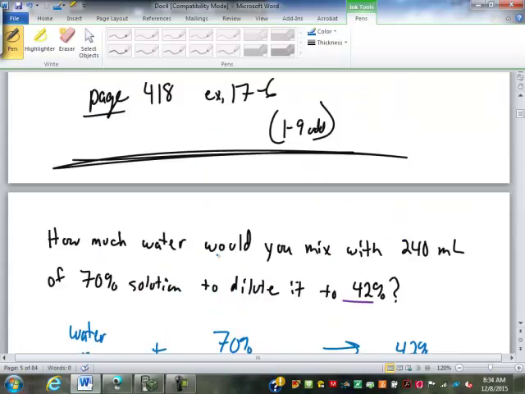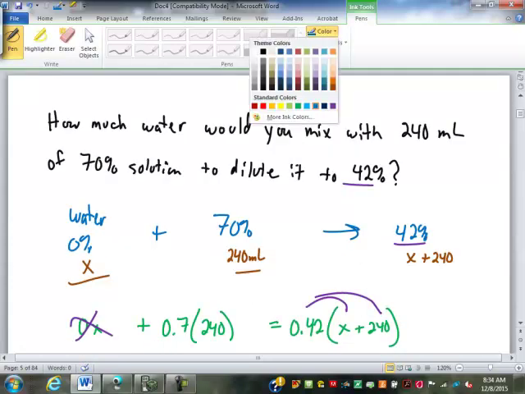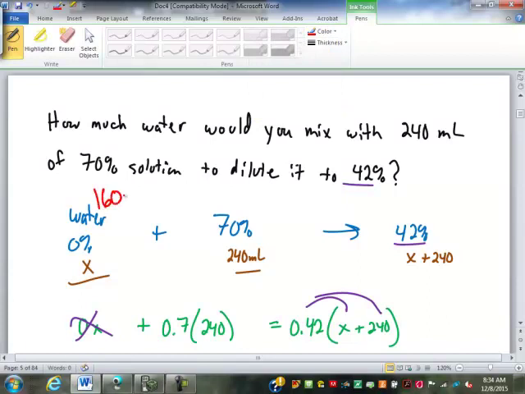So take 160 milliliters of water to dilute 240 milliliters of 70% solution down to a 42% solution. Any questions?